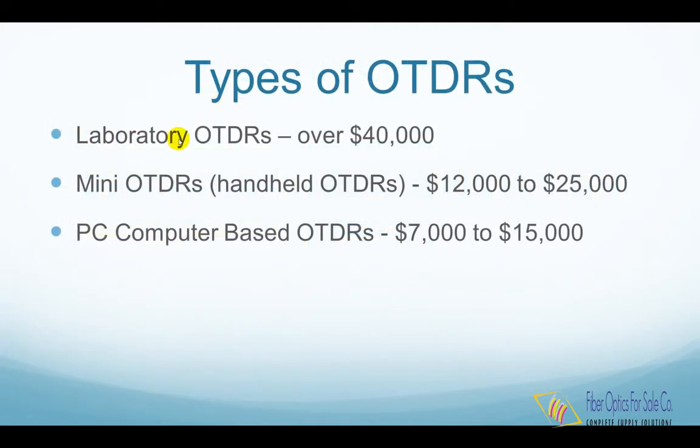There are three types of OTDRs on the market now. Laboratory OTDRs are typically used in test labs. They have extremely long range with many options. Mini OTDRs are portable and designed for field testing. They have built-in screens and provide data storage as traces are collected in the field. PC-based OTDRs connect with a personal computer and operate with Windows-based software. They allow saving traces in a disk and then transferring data between computers.